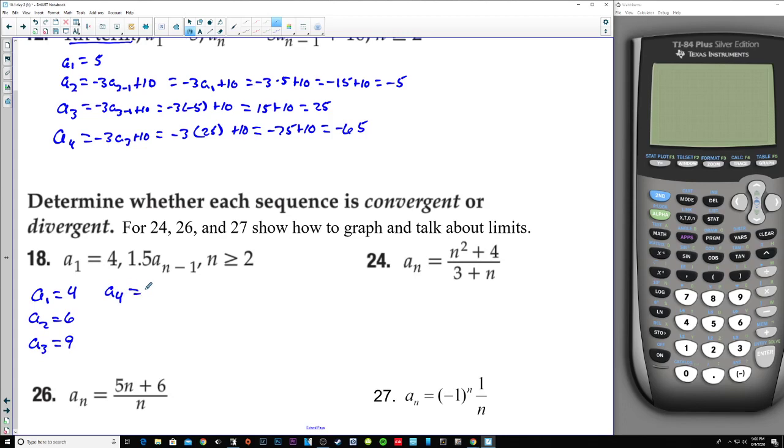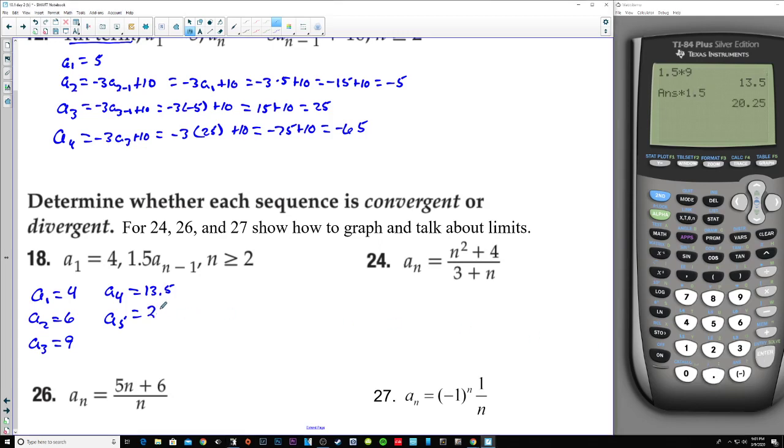And a sub 4, let's write a couple more. Let's turn the calculator on here. And the one before is 9, so 1.5 times 9 is 13.5. So we get 13.5. How about one more? Let's take that times 1.5, and we get 20.25.